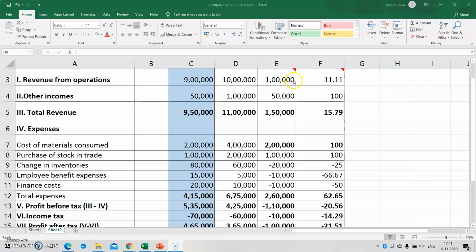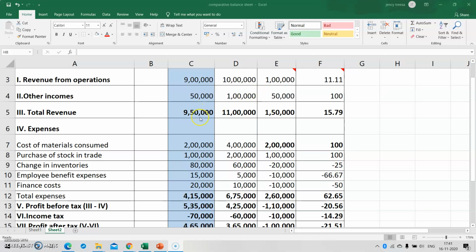So in both these cases, revenue from operations increased by 11.11% and other incomes increased by 100%. So you can have better conclusions or better interpretations, and therefore better decision making.